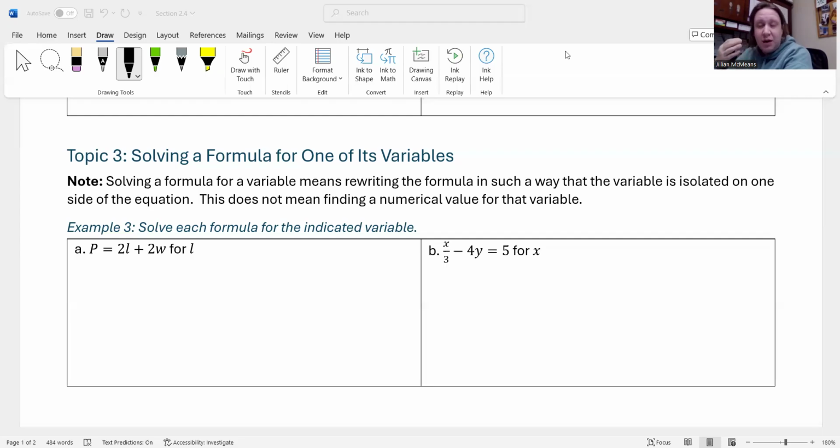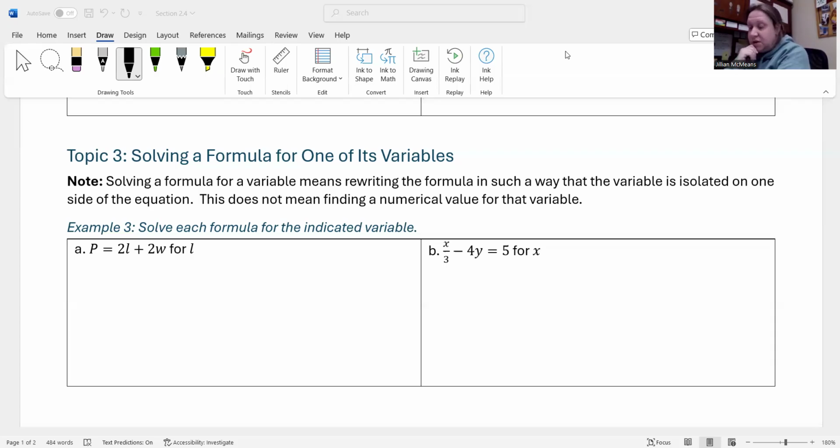When we're solving equations, things simplify very nicely. You're going to eventually get down to a single variable equals a single number. That's not going to happen here. When we're solving a formula for one of its variables, we're going to have that variable equals everything else. So things just don't simplify down quite as nicely as they do with just regular equations, okay?